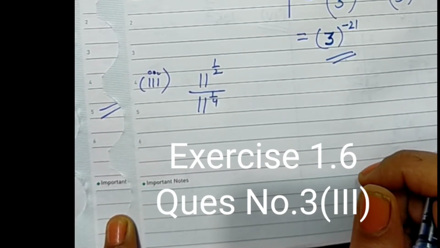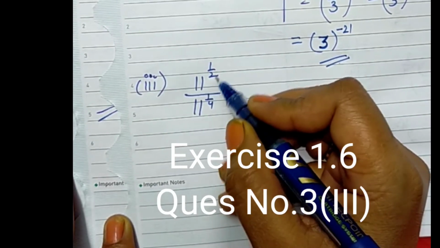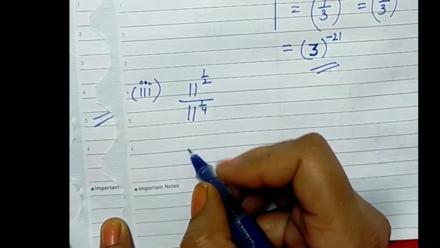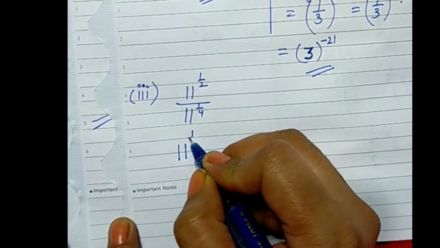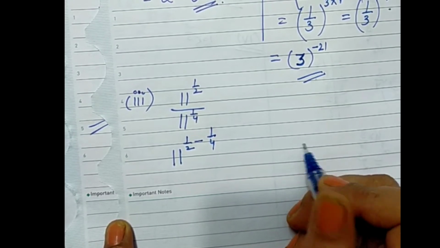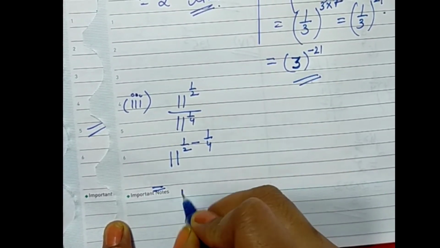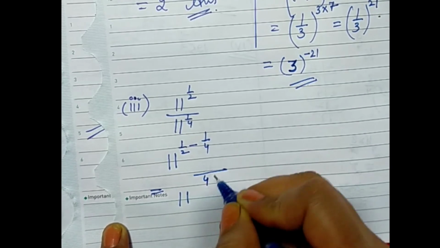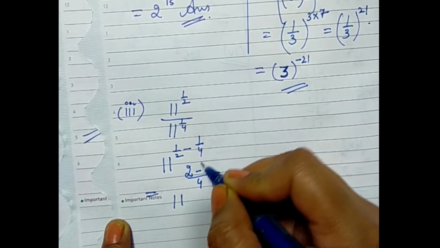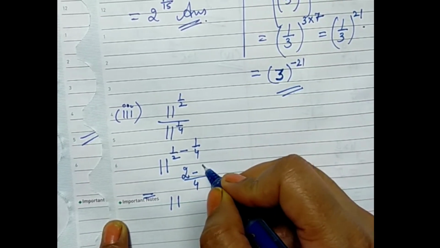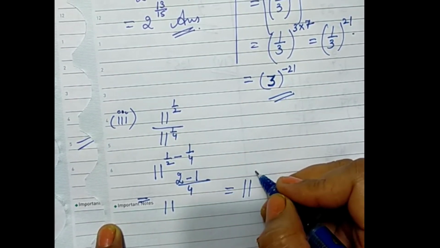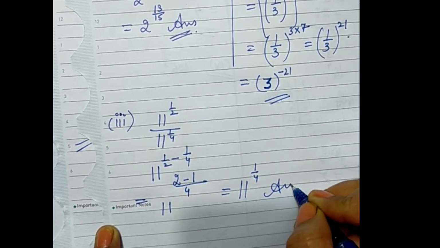Last part of this exercise, 11 raised to power 1 by 2 over 11 raised to power 1 by 4. Base is same, powers are different, but with division sign, that means we are going to subtract the powers. So here we are going to take the LCM. 4 divided by 2 gives 2, 2 into 1, 2. 4 divided by 4 gives 1, 1 into 1 becomes 1. So we are left with 11 raised to power 1 by 4. That's it.